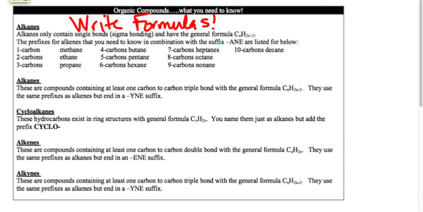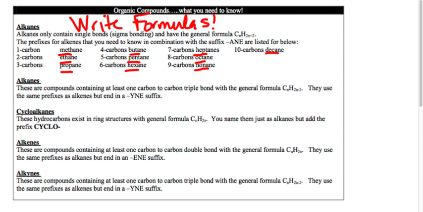Okay? Those of you who are in pre-AP had an extensive organic nomenclature experience. Those of you who are in regular, I'm not showing you anything that's hard. So first off, you need to know your prefixes. These prefixes, 1 through 10, are good for alkanes, alkenes, cyclos, and alkynes, for all of them. 1 is meth, 2 is eth, 3 is prop, 4 is but, 5 pent, 6 hex, 7 hept, 8 oct, 9 non, and 10 dec. You have to know those.